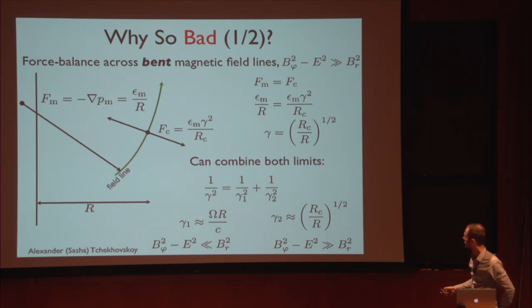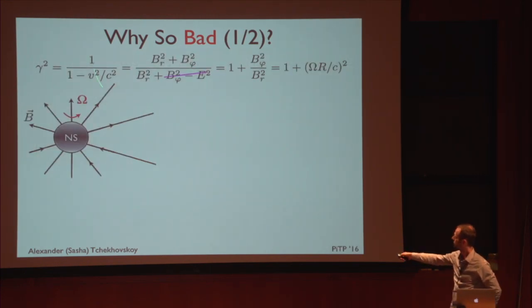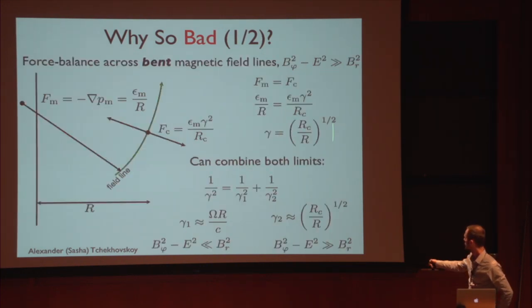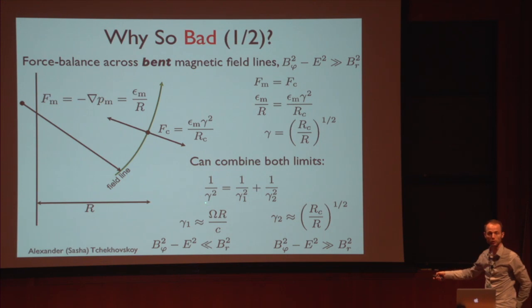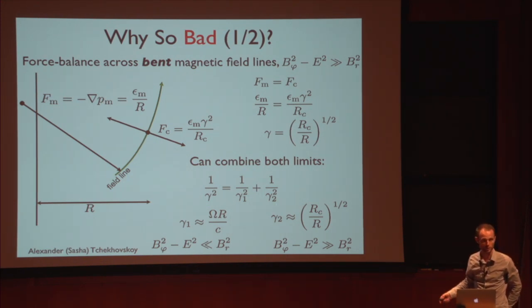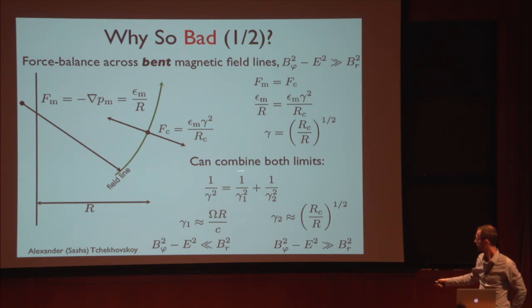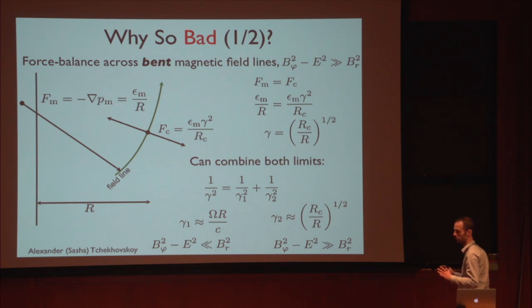If you take this expression for gamma squared, and you say that this part is that, and that part is this, then you can write down the total Lorentz factor as the sum of the inverse squares of the two expressions. So we'll have a linear regime and this nonlinear regime summed up in such a way that we are getting the answer. So this is really a remarkable result.